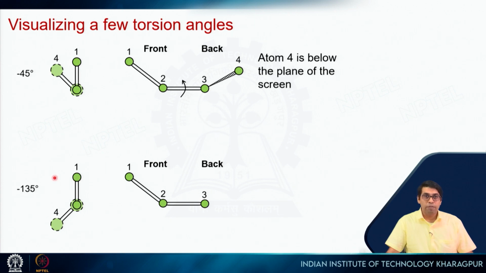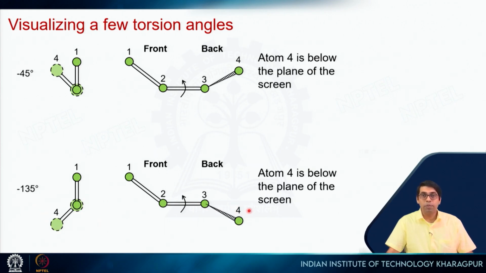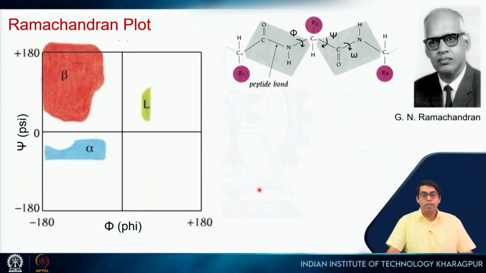So, minus 135 degree rotation will be towards the left hand side. This is 90, so it goes below, and in this case it will be behind the plane of the screen. Now, it turns out that Ramachandran did this.